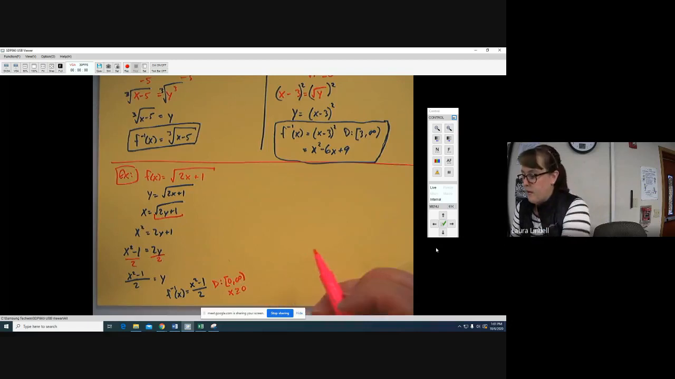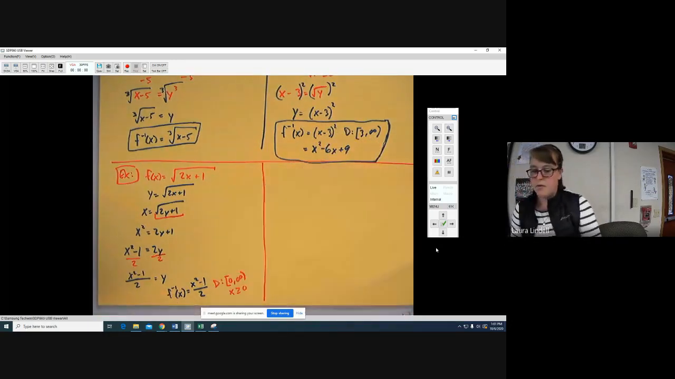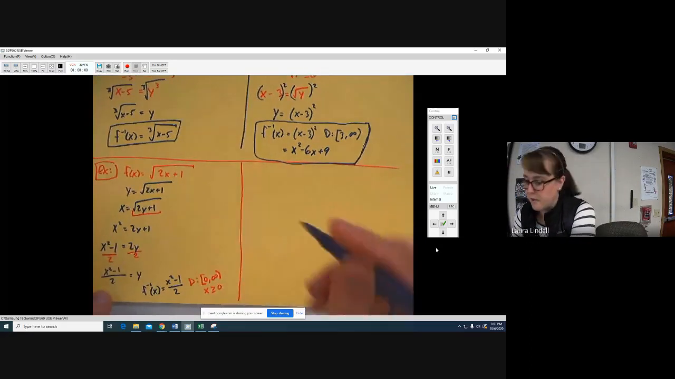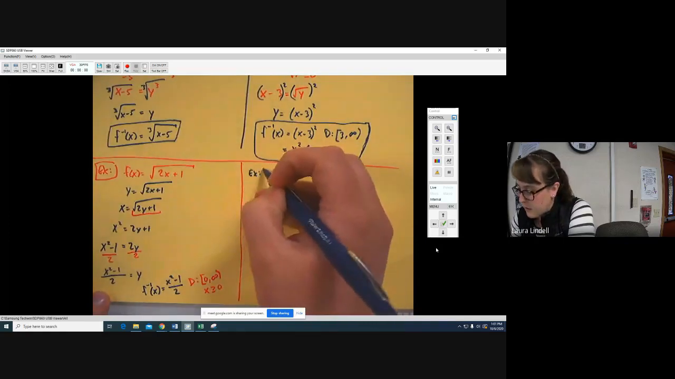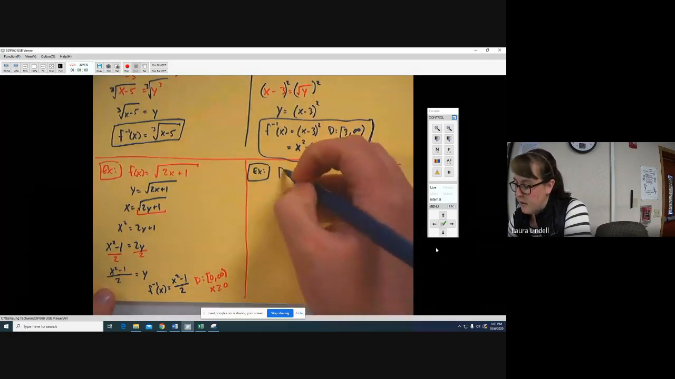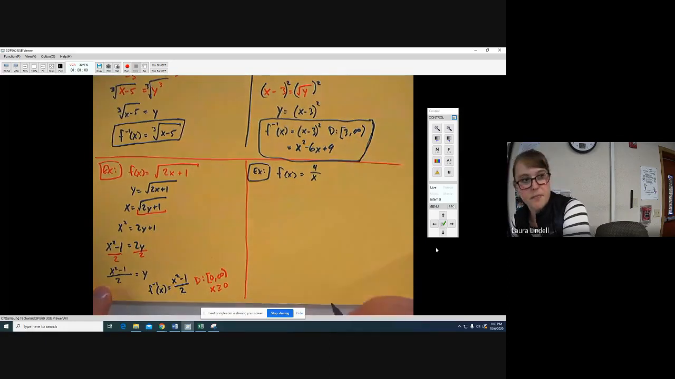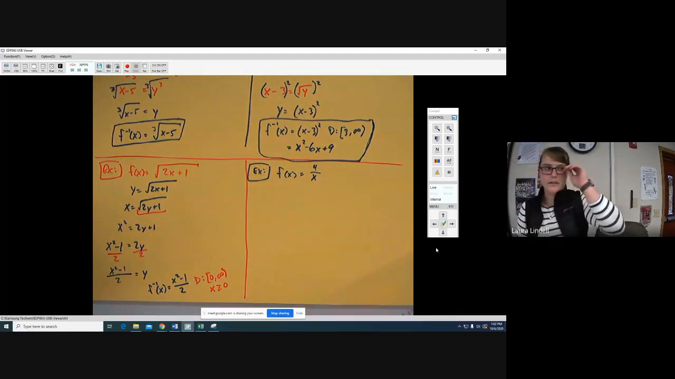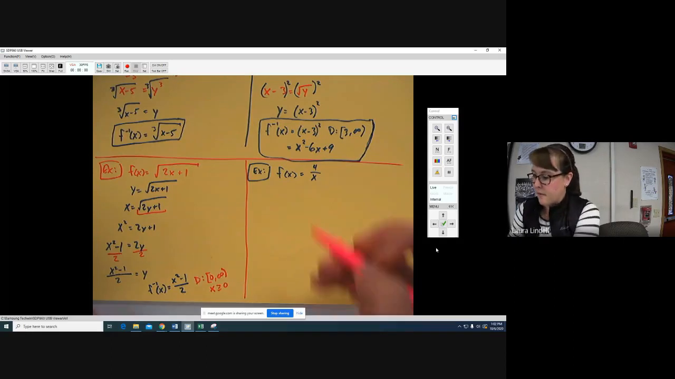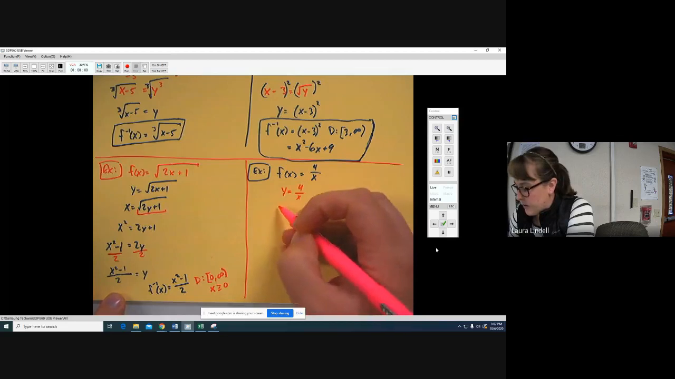Okay, then we'll talk about one more, or at least one more. There's a few things that I want to make sure we mention. We're going to do the inverse of f of x equals 4 over x. Let's see what that looks like. So let's go through that one. So we do y equals 4 over x, so then switching them, x equals 4 over y.